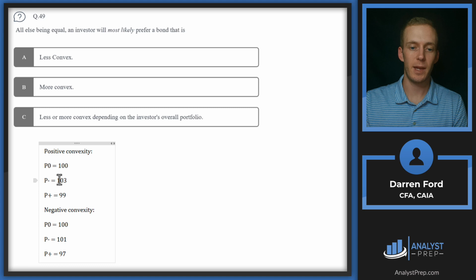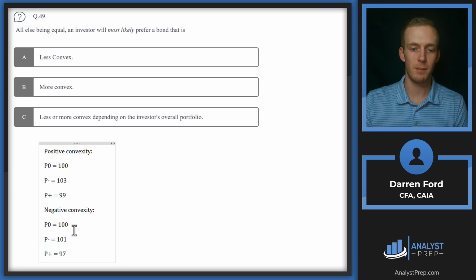So let's say our current value is 100. In the scenario that rates decrease by 1%, let's just say, for this first bond, the price of the bond is expected to go up to 103. So that's a plus 3 increase for a 1% decrease in the rate. Let's say for a 1% increase in the rate, the bond price is going to decrease down to 99. So for the same plus or minus 1%, this bond basically has an asymmetric risk return profile. If the rate goes down by 1%, we're going to make 3% in the price. But if it goes up by 1%, we only lose 1%.